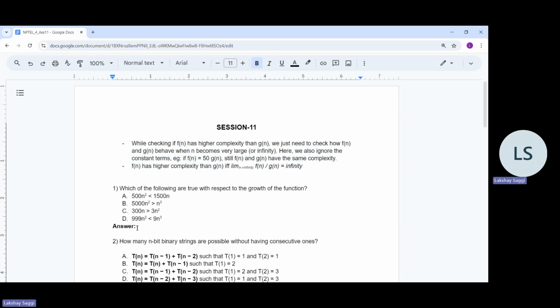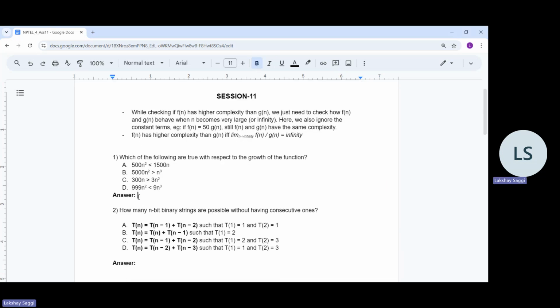Once again, the starting questions will be easier so that we can get a bit comfortable with these concepts and questions. So the first question states: which of the following are true with respect to growth of the function? So again, the growth actually means complexity.